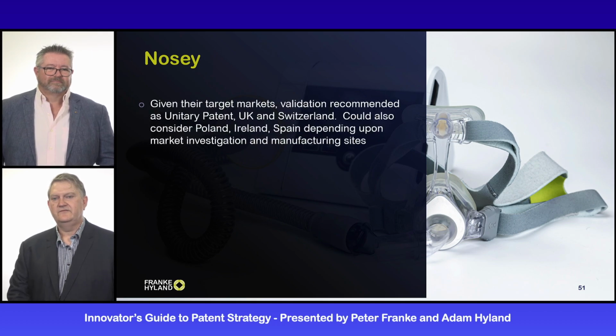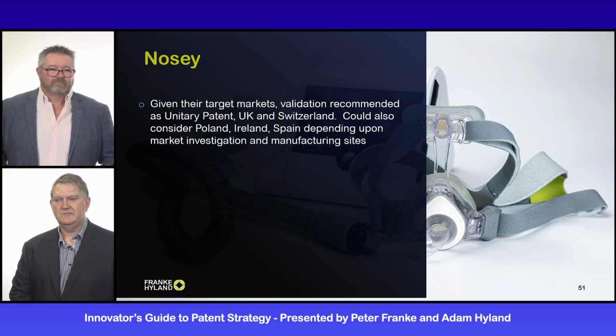So in the case of Nosy, what I would recommend is you do the unitary patent, you do the UK, you'd probably do Switzerland as well, because it's a pretty key place in terms of medical devices, and it's pretty inexpensive. It doesn't need any extra translations. You could look at Poland and Ireland and Spain, depending on what you thought about the market and where people were manufacturing. Ireland being pretty inexpensive, Spain and Poland being expensive.